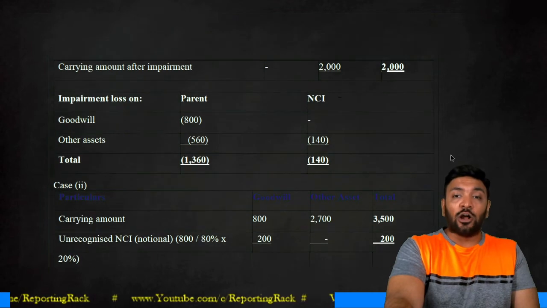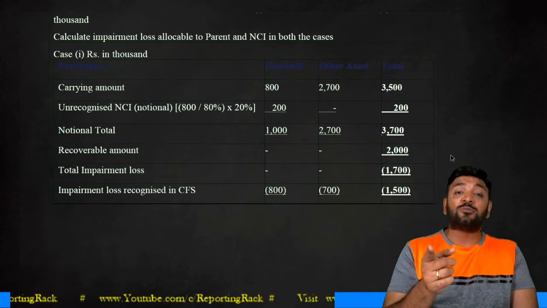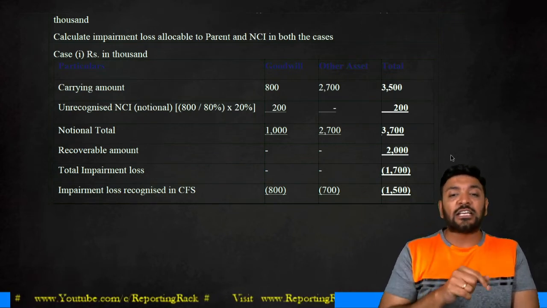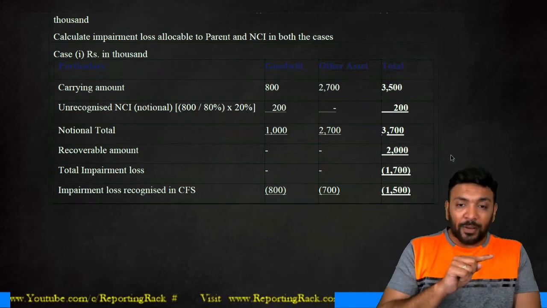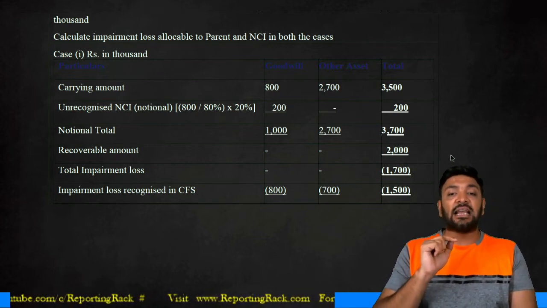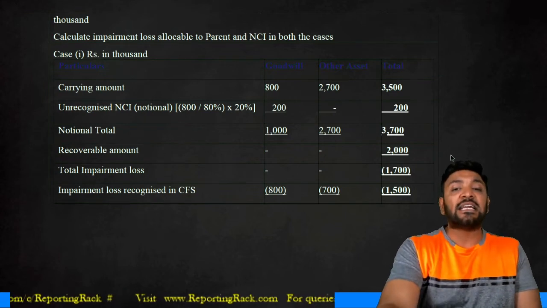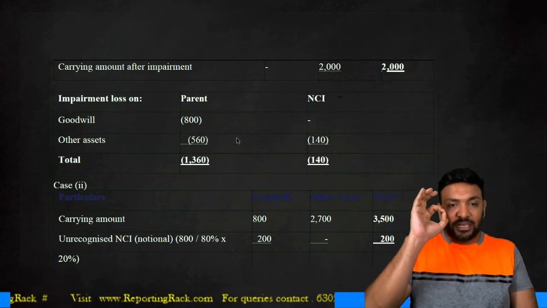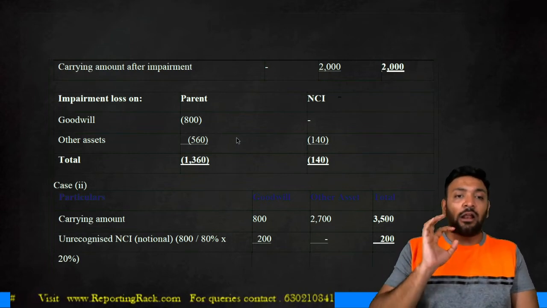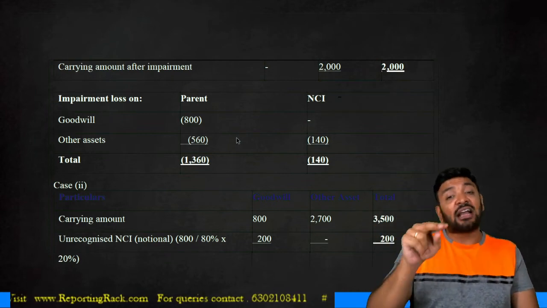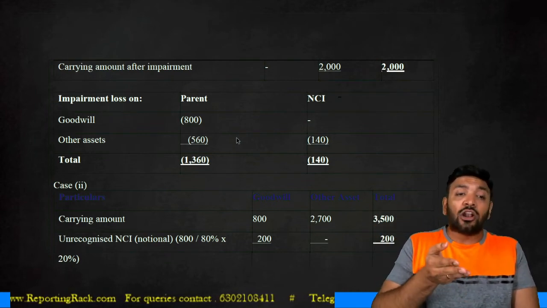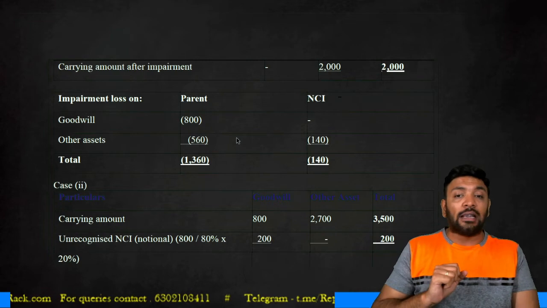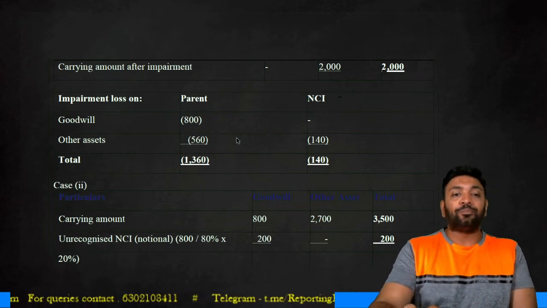And out of this 700 also, you need to understand that the 700 other assets belong to both NCI as well as the parent enterprise. What is the proportionate holding? 80%, 20%. So 80% the parent company will recognize, 20% NCI should recognize. So 80-20 is 560 and 140. Exactly written like that. Parent will recognize 800 rupees loss in goodwill, 560 loss regarding other assets. NCI should have actually recognized goodwill of 200, but since you are not recognizing goodwill in the balance sheet, I'm not showing it. But other assets to the extent of 20% on 700 is 140.